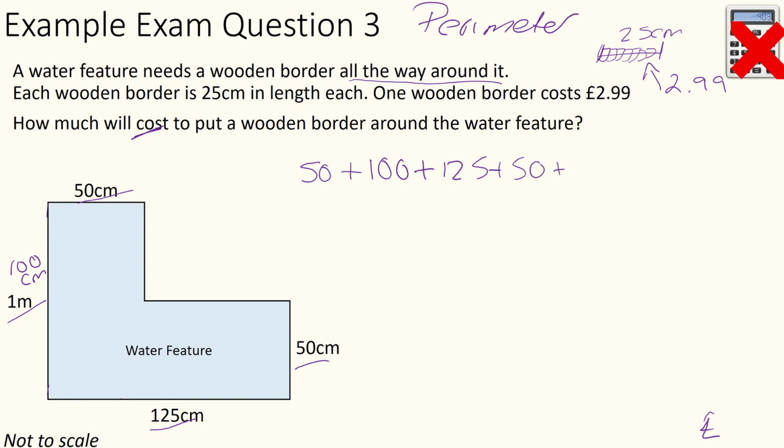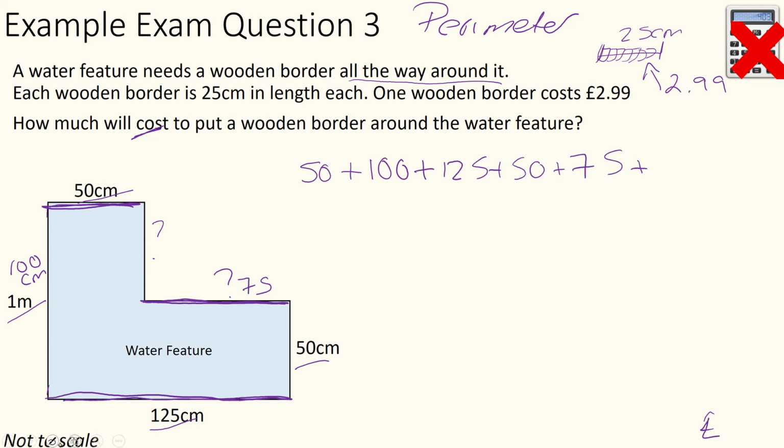50, and don't forget, we've got a missing edge here and a missing edge here. We've got to figure these out. So this missing edge, this first one, is a combination of 125 centimeters take away 50. So that'll give you 75. So that's 75 centimeters. Let's add that onto there.